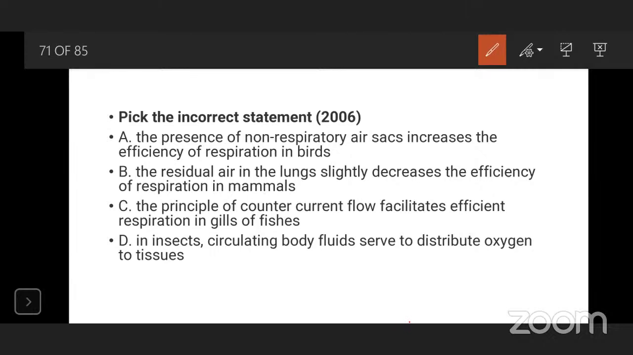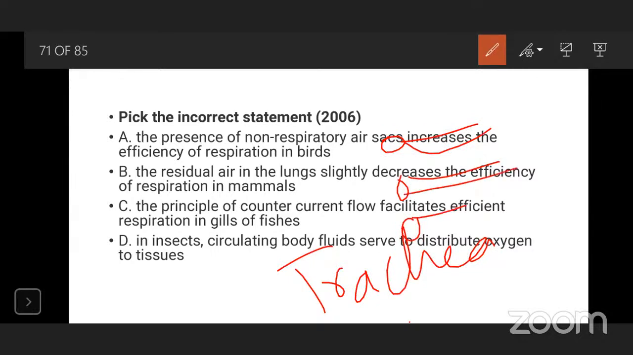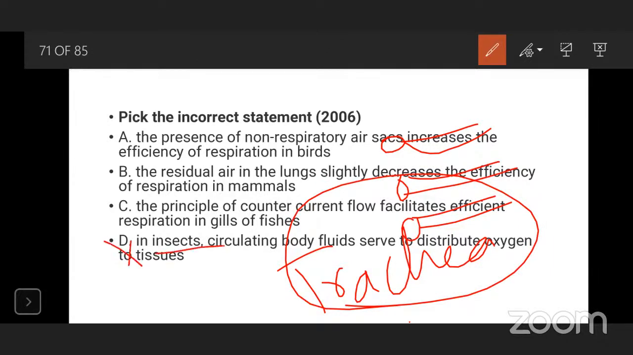Last option is, in insects, circulating body fluid serves to distribute oxygen. It's not the case. The oxygen is distributed through the trachea, right? There are spiracles on their body surface. These spiracles are connected to tube-like structures known as trachea, and these trachea are useful for transporting oxygen to each and every cell of the body in insects. So this is the wrong statement and it is the incorrect statement. So the correct answer is D.